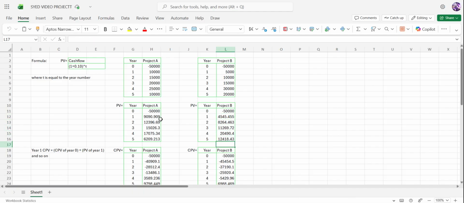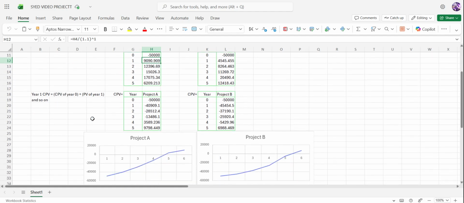Over here we can clearly see year 0 seems to be a control. It doesn't really change. But for year 1, the present value of project A seems to be higher than project B. And for year 2 as well, and year 3 too. But for year 4, it is less on project A. And for year 5, it's also way less. But that isn't the deciding factor. That's only present value. So we have to check the CPV.